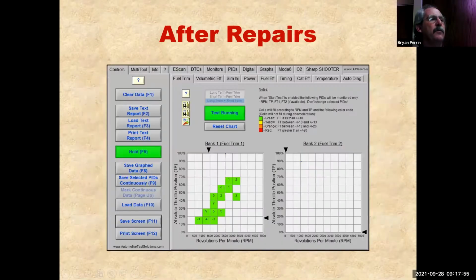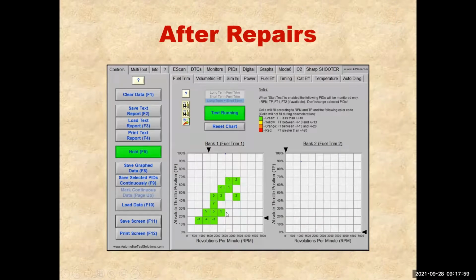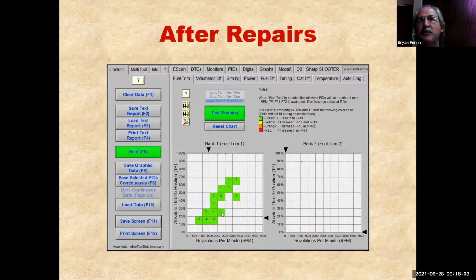So here, just for fun, because it was the first one I did, I went out and did the same test drive. You can see now I'm adding 5% fuel in the same speed and load cells where I was taking away 11 or 12%. That's a 15, 16% change in injector on time. That's huge. Bet you the car will run a little better now too.